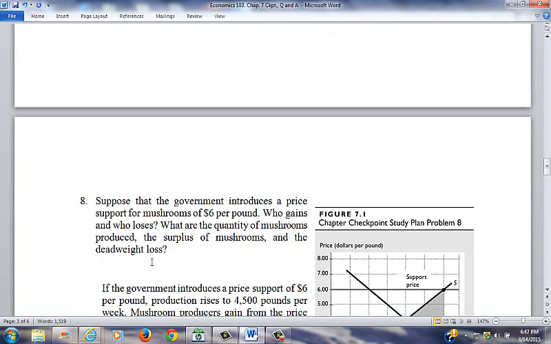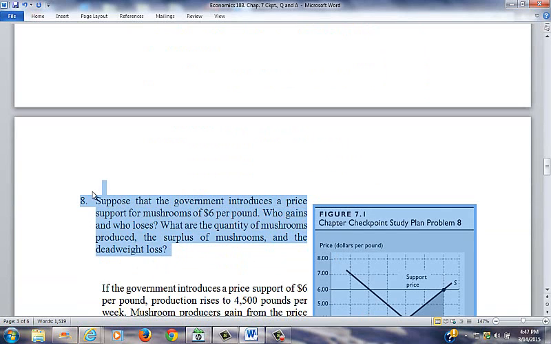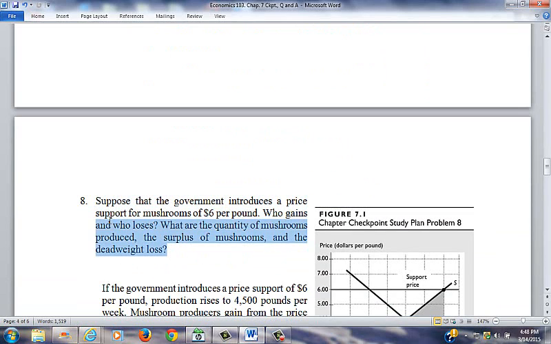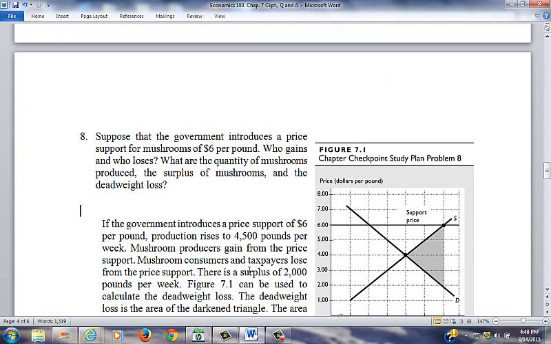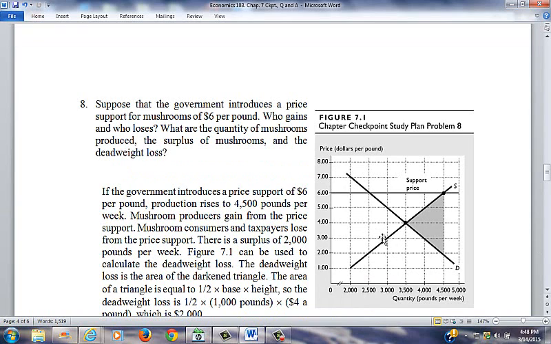Change it around though. Suppose the government introduces a price support for mushrooms of $6 per pound. Who gains and who loses? What are the quantity of mushrooms produced, the surplus of mushrooms, and the deadweight loss? And for this kind of a question, it's best just to draw a graph so you can see in your mind a bit clearer what's being referred to. So this graph is shown here. Equilibrium price of $4 a pound, quantity of 3,500.